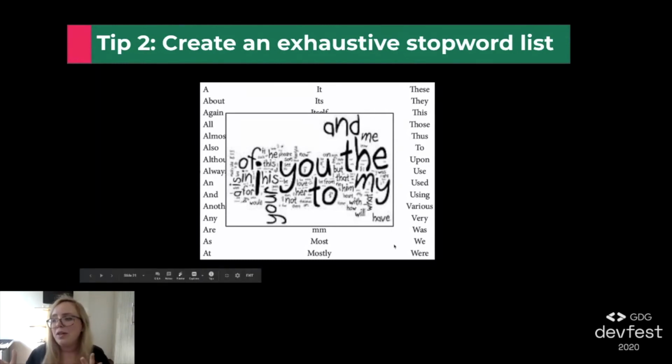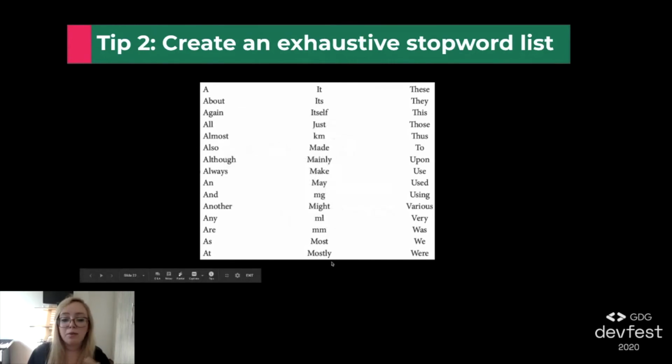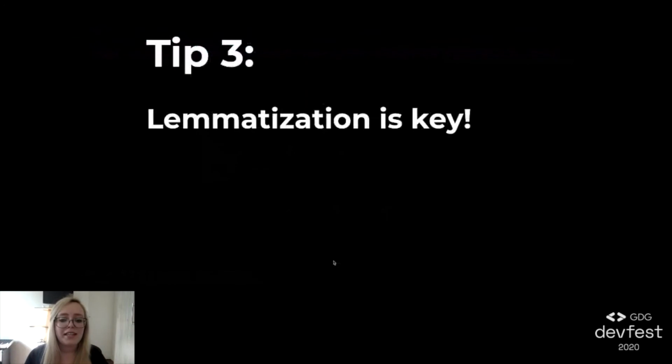Okay, so now that we have removed all of our stopwords, we can move on to another data cleaning step, which is called lemmatization. And this is really what tip number 3 is, that lemmatization is key.